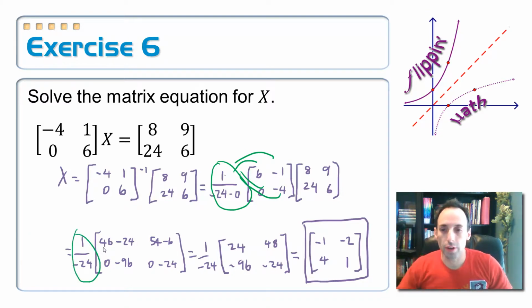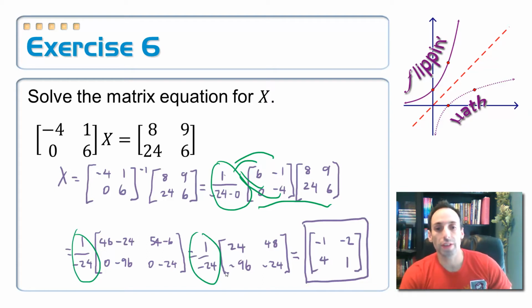I just left it out there. I did the matrix multiplication with these two right here, so that I didn't have to deal with the whole set of fractions until the very end. So again, I have it out here, and it wasn't until that last step, after I'd done the matrix multiplication, that I divided everything inside that answer by negative 24. It made it a lot easier to do. Okay, so that wraps up solving a matrix equation by multiplying by an inverse.